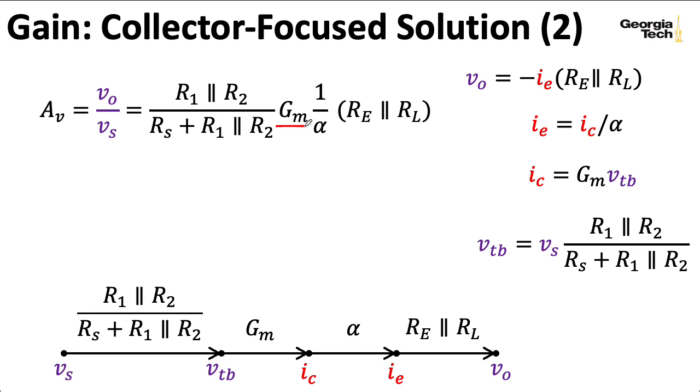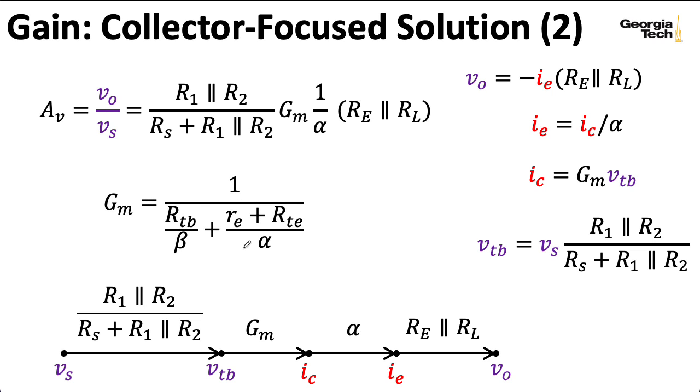Now we have 5 different formulas for GM. I think the one that's most convenient here is this formula in terms of RE. And if you do a little bit of algebra and substitute this into here, you can show that the solution does in fact equal the original solution for the gain that we found. It's just a little bit more roundabout.